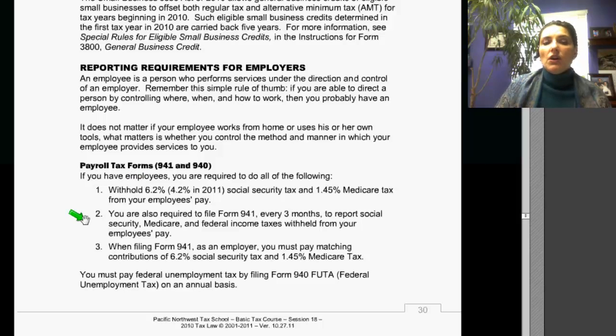Number 2, you are also required to file Form 941 every 3 months to report Social Security, Medicare, and federal income taxes withheld from your employees' pay. And number 3, when filing Form 941 as an employer, you must pay matching contributions of 6.2% Social Security tax and 1.45% Medicare tax. You must also pay federal unemployment tax by filing Form 940 FUTA, Federal Unemployment Tax, on an annual basis.